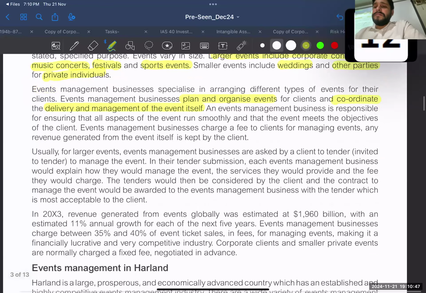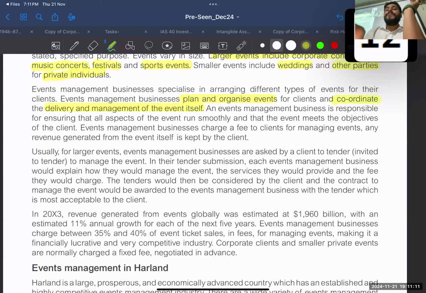Again, an event management business is responsible for ensuring all the aspects of the event run smoothly and that the event meets the objective of the client. Event management businesses charge a fee from the client for managing the events. Any revenue generated from the event itself is kept by the client. So, okay, I got it.